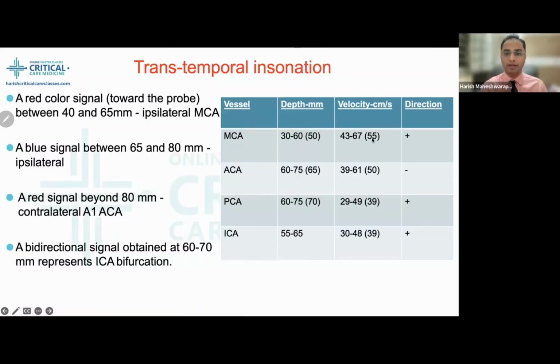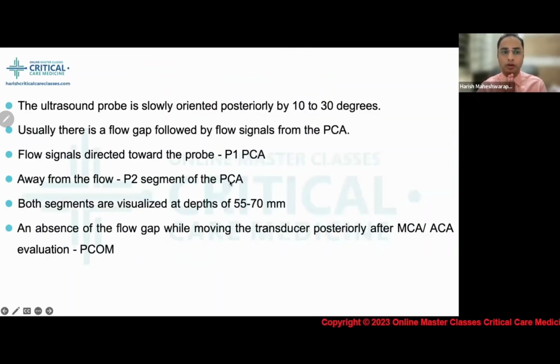So again, the normal velocity, we need to understand, on an average is around 55 centimeter per second for MCA, 50 for ACA, around 40 for PCA, again 40 for ICA. So towards the probe is MCA, PCA, and that of the ICA. Away from the probe is going to be ACA territory. So this is about the transtemporal window.